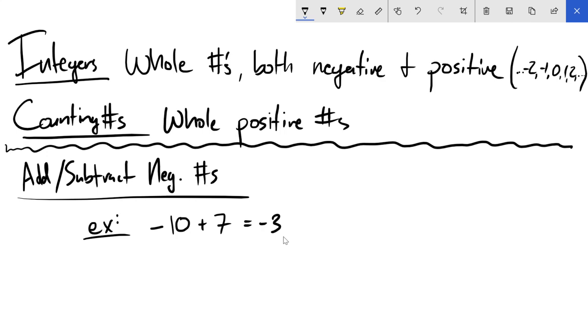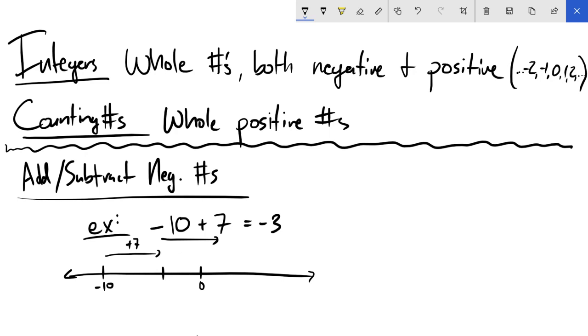One way to think about adding and subtracting negative numbers is on the number line. You don't have to draw it every time, but envision the number line. The first number is telling you where to start, if you read these things left to right, so negative 10 is where you're starting. Say 0 is here, and then the operation tells you which way to go. If you're adding, you're going plus 7, and so you can see on the number line you're not making it back to 0, but you're getting close to zero. So that's one way to solve negative and positive addition and subtraction, with the number line.